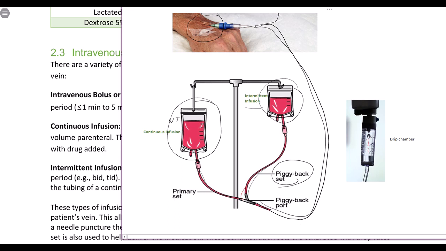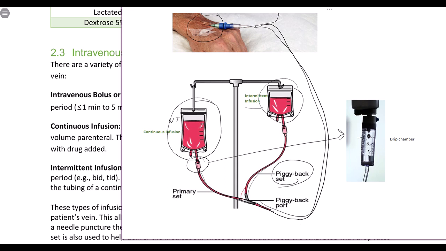Now, the way that this is shown here, going into the patient, there's this little chamber right here. It's called a drip chamber. A drip chamber means that there's a certain number of drips that are going to happen. So this is a little drip of water, drip, drip, drip. It's going to drip down. These drips can be counted. So the number of drops can be counted, and the number of drops will correspond to an amount of mLs.